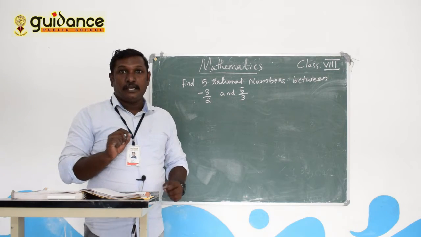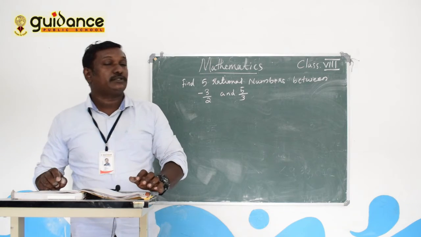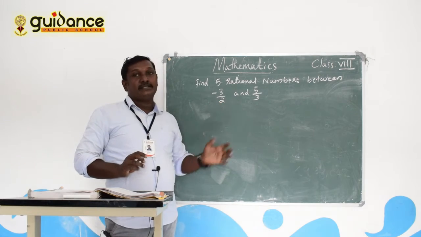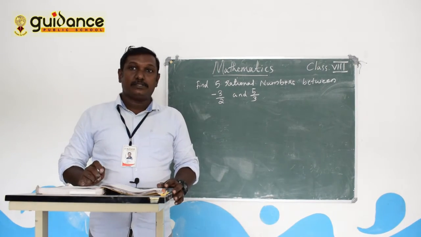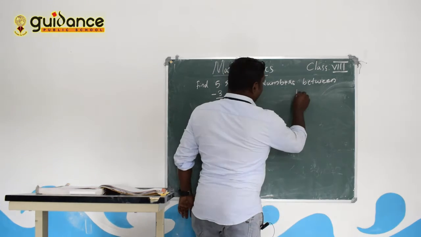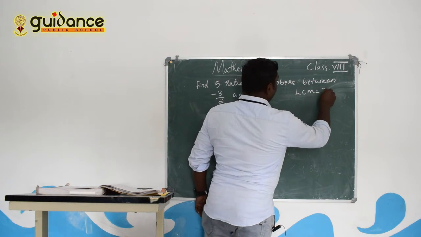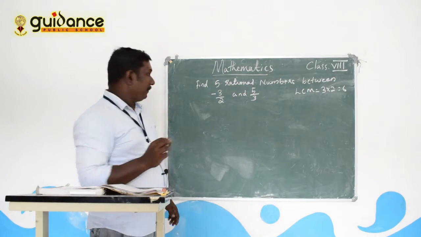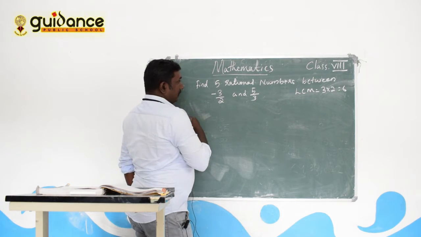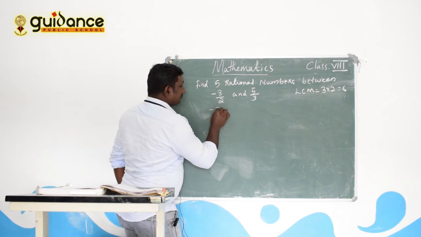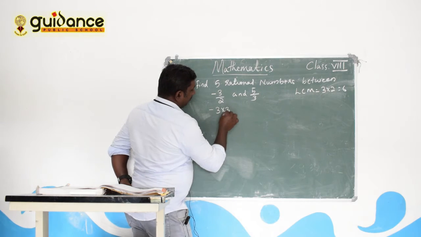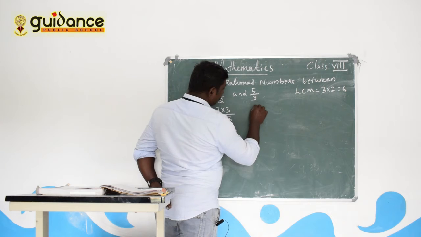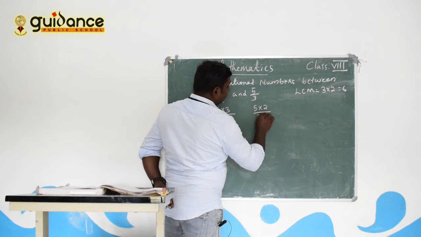What is our first procedure? First we change the denominators to become the same. The denominators are prime numbers, so the LCM is 3 into 2, equal to 6. Then we change the denominators: minus 3 into 3 by 2 into 3, and 5 into 2 by 3 into 2.